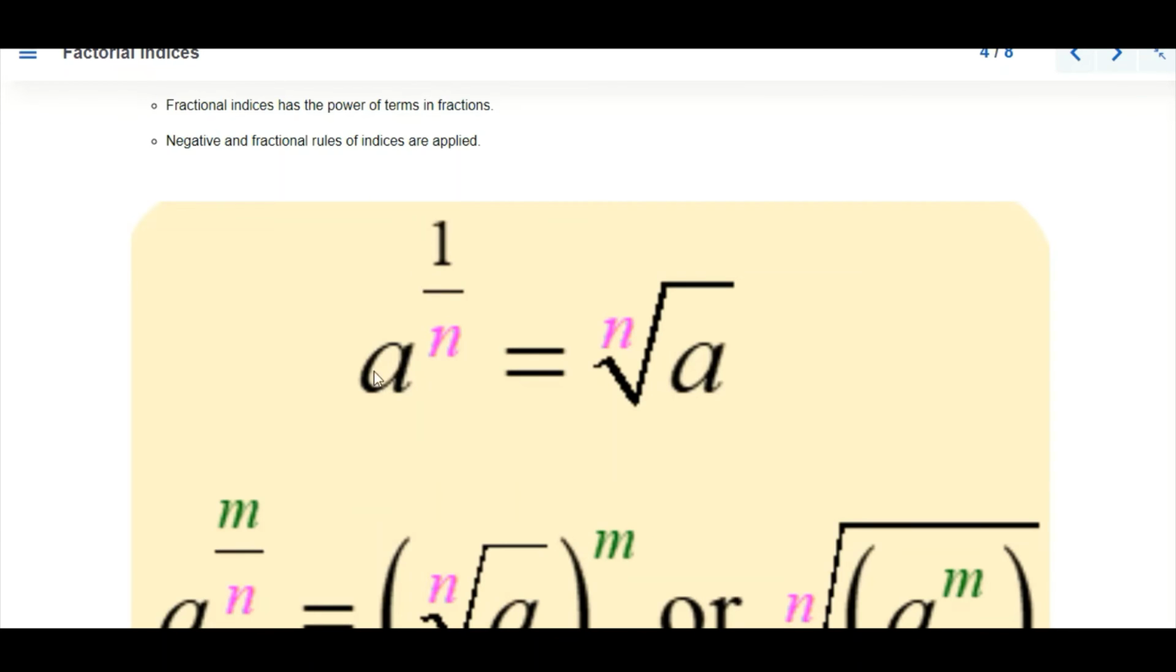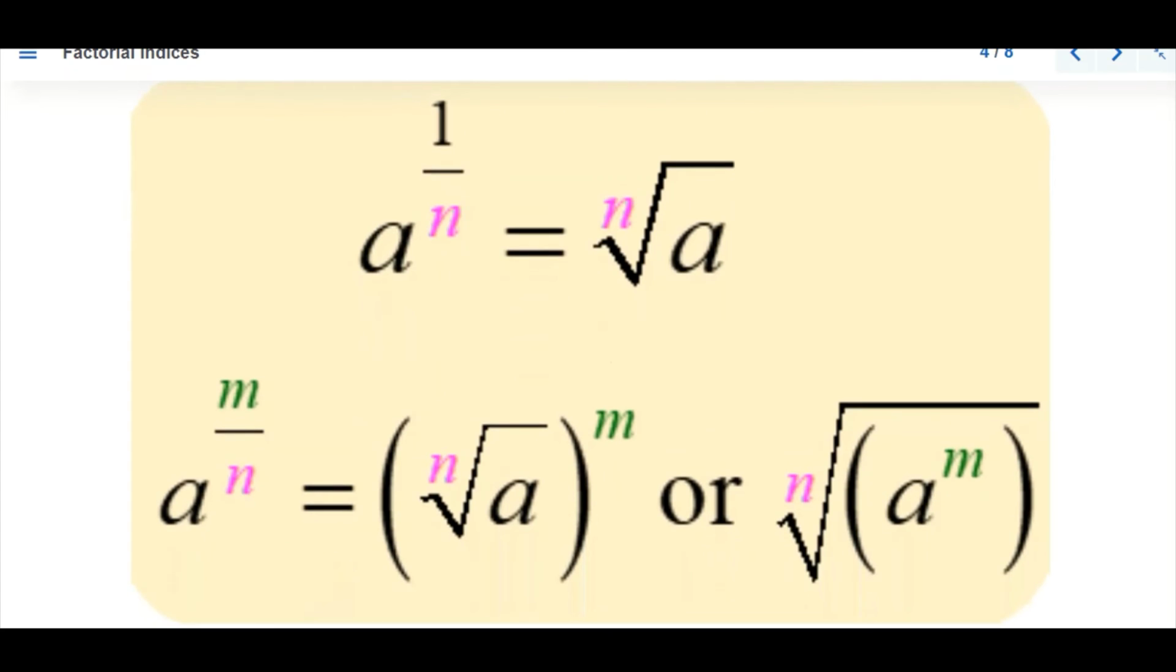This is a, which is the base number, raised to power 1 over n. By the time we are writing this, you can write it as the nth root of a. Now this is another one here. This is a raised to power m over n. If we are writing this, it is going to be the nth root of a, everything raised to power m. Or we can also express this as the nth root of a raised to power m.